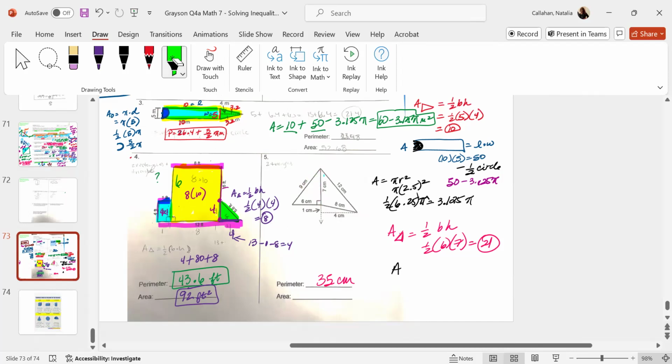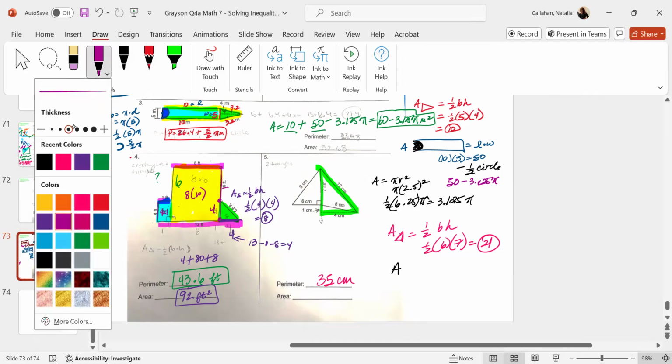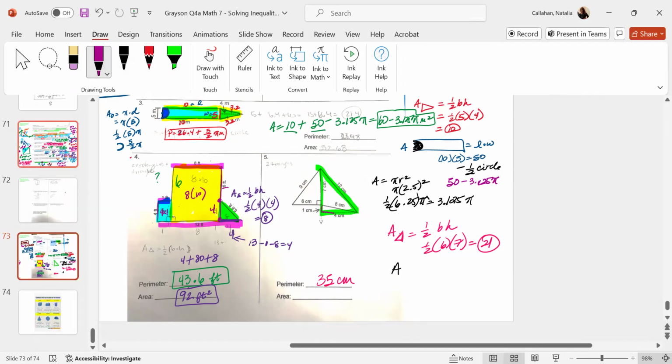I'm gonna find the area of this green triangle. And then I'm gonna find the area of this little triangle. If I take the big triangle and I subtract that little triangle, I will be able to get the inside of this triangle. Do you see that? So let's find the area of the big triangle.